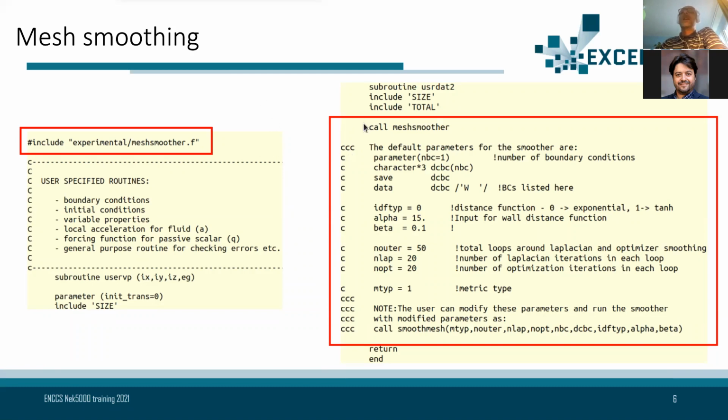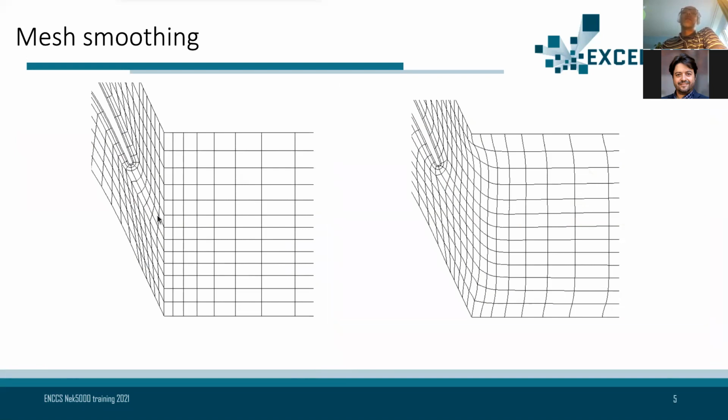Here, as you can see, a call to mesh smoother is added. Mesh smoother is the routine from mesh smoother.f. And what it performs is a number of modifications, shifting of the grid points, just to go from the mesh on the left to the mesh on the right.